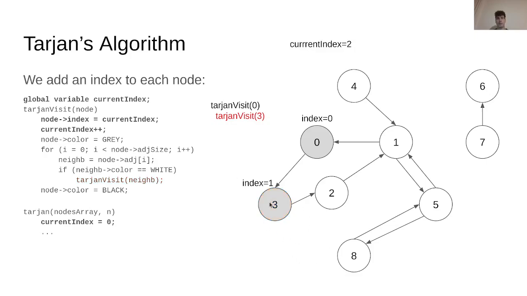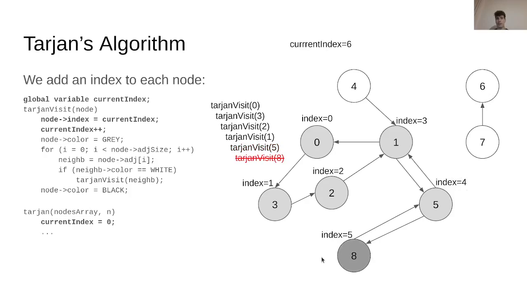Again, for 3 we put index 1 and increment it to 2. For 2 we have index 2 and increment to 3. 1 has index 3. From 1 we can go to 5, which has index 4, 8 with index 5, and that's all. Now we just make them black. So basically index increases as we visit nodes.